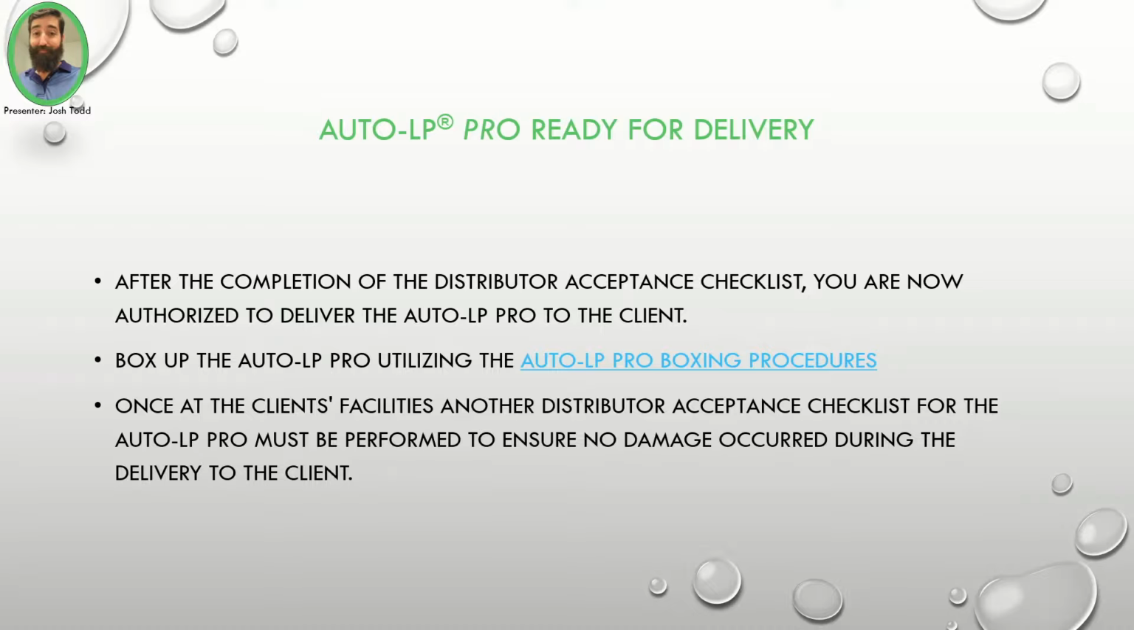AutoLP Pro ready for delivery. After the completion of the distributor acceptance checklist, you are now authorized to deliver the AutoLP Pro to the client. Box up the AutoLP Pro utilizing the AutoLP Pro boxing procedures. Once at the client's facility, another distributor acceptance checklist for the AutoLP Pro must be performed to ensure no damage occurred during the delivery to the client.